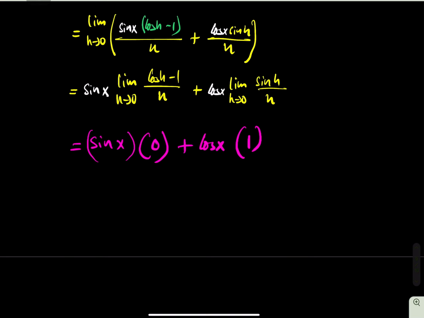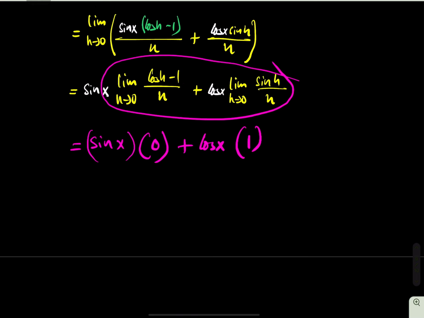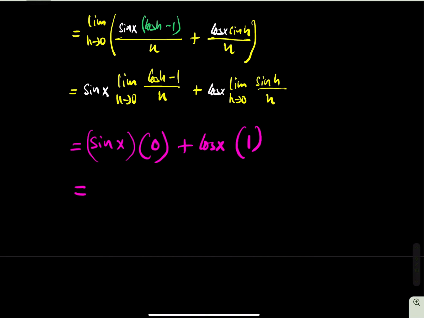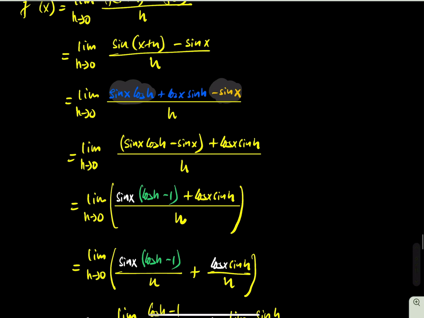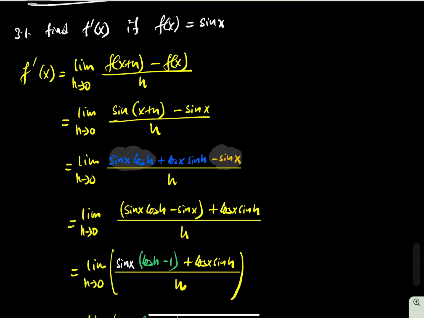You still get 1 and you still get a 0 there. But these are trig limits. You use trig limit rules, and this will really give you 0 times sine x, which is 0, plus cos x times 1. So that is going to give you cos x. As a result, the derivative of sine x should really give you cos x from first principles. That is really easy, I don't want to lie. But if you are practicing, that should be very easy, I must say.